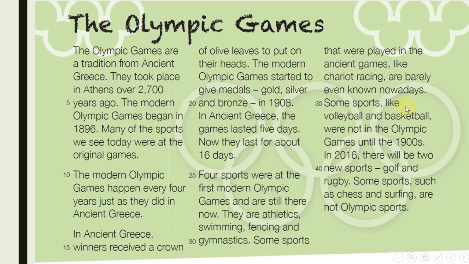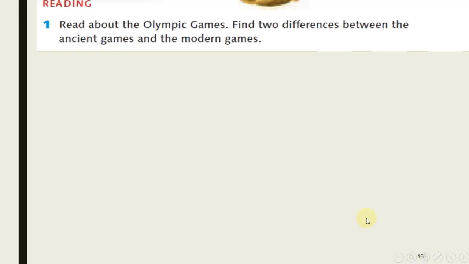Some sports like volleyball and basketball were not in the Olympic Games until the beginning of the 20th century. In 2016, there were two new sports, golf and rugby. They were newly included in 2016. Some sports such as chess and surfing are not Olympic Games.